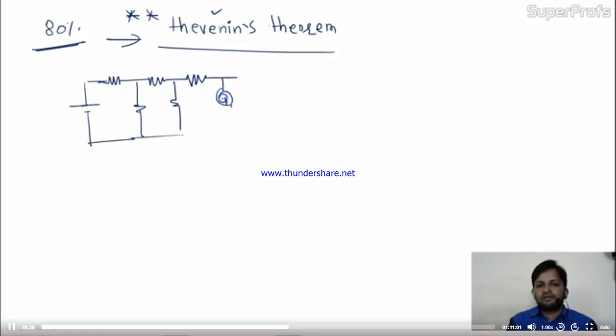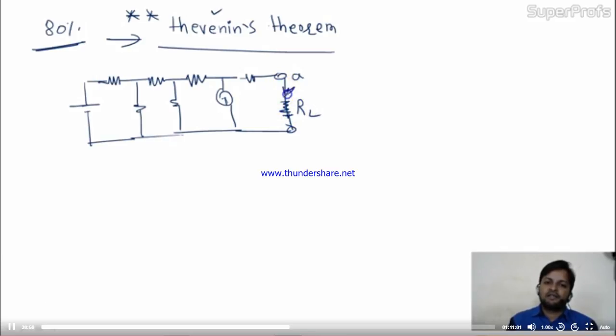And like this, many independent sources again. And here across points A, B, a resistance R_L is connected. And they are asking to find out the current I over here. So this circuit contains so many elements, independent sources.